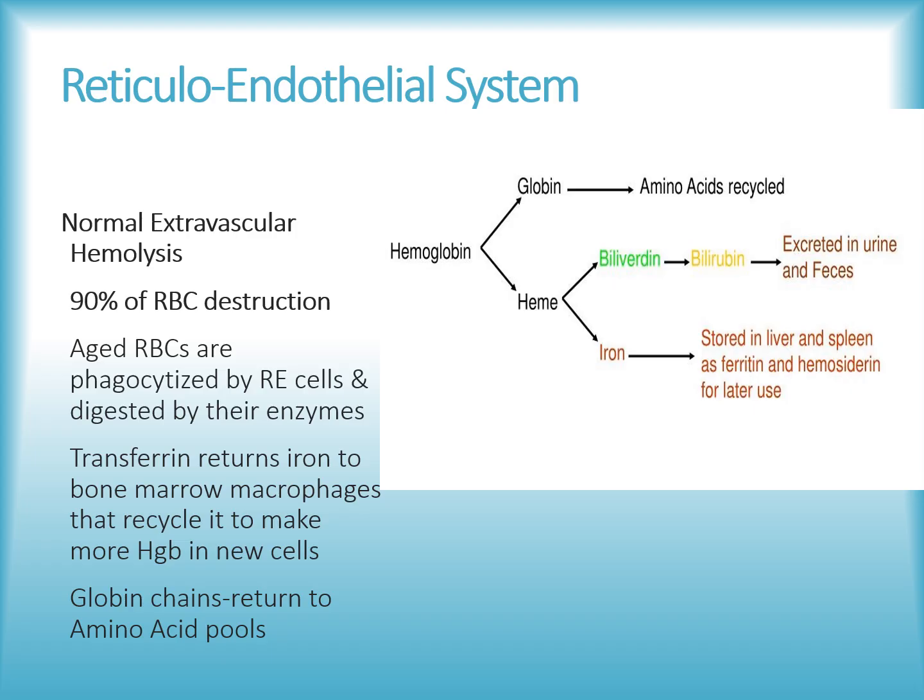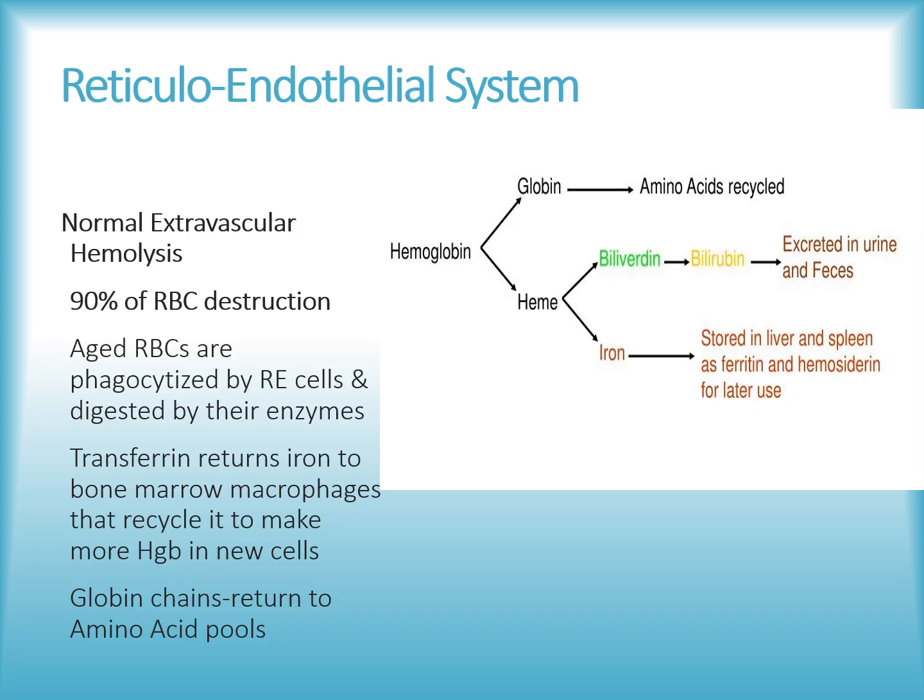So what happens once we have broken down the red cells? Well, we recycle. Again, the body is very efficient in utilization of resources, and our transferrin, which remember is our carrier protein for iron, returns that iron to the bone marrow macrophages that recycle it and make more new hemoglobin in new cells.